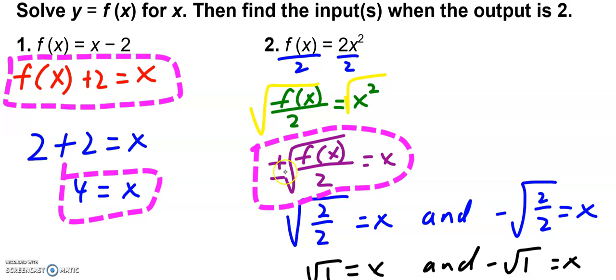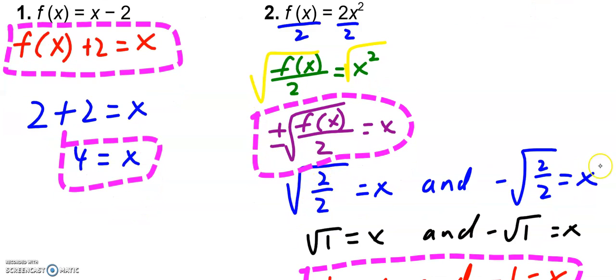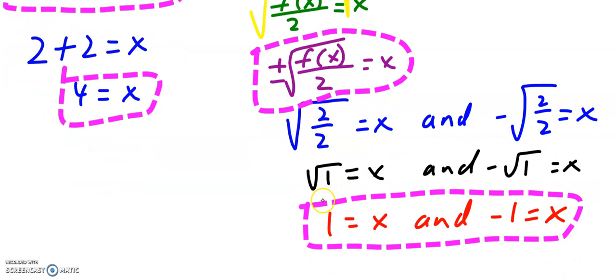That is the first part, and now I'm going to evaluate when the output is 2. So I'm going to do this two separate times, once with positive root 2 over 2 and once with negative root 2 over 2. So I plug in the 2 for f of x, simplify, 2 over 2 is 1, the square root of 1 is 1. So this, since it had the negative in front, becomes a -1. So we get x equals 1 and x equals -1.